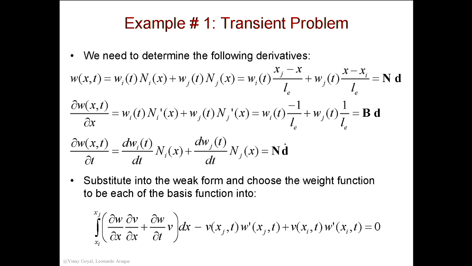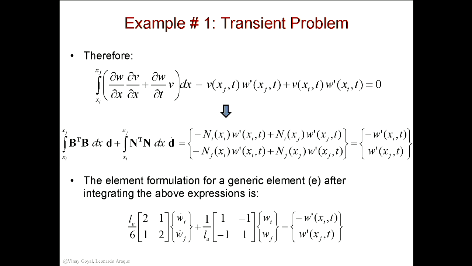b transpose is in a column format. And then b transpose is minus 1 over LE, minus 1 over LE, 1 over LE. Multiply those two, integrate that over the domain, and when you do that, you get this matrix right here, okay? And the D right there, bold, is basically WI and WJ for node I and for node J. And now when I also have to take this integral, which has a D dot there.